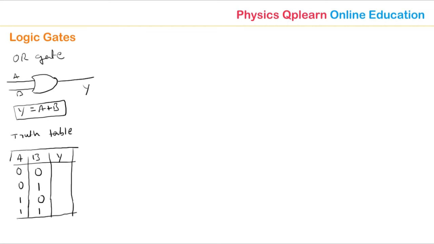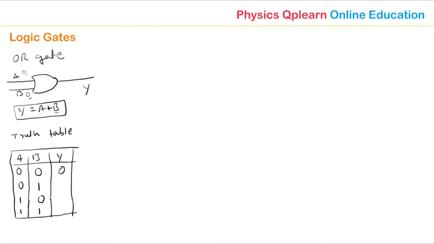Now let us learn what the Y is. Suppose the input A is 0 and B is 0, which means A is low and B is also low. When both inputs A and B are low, what will be the output? The output is also low. According to this formula, A is 0, B is 0, A plus B, 0 plus 0 is 0, so the output is 0. That is the first one.